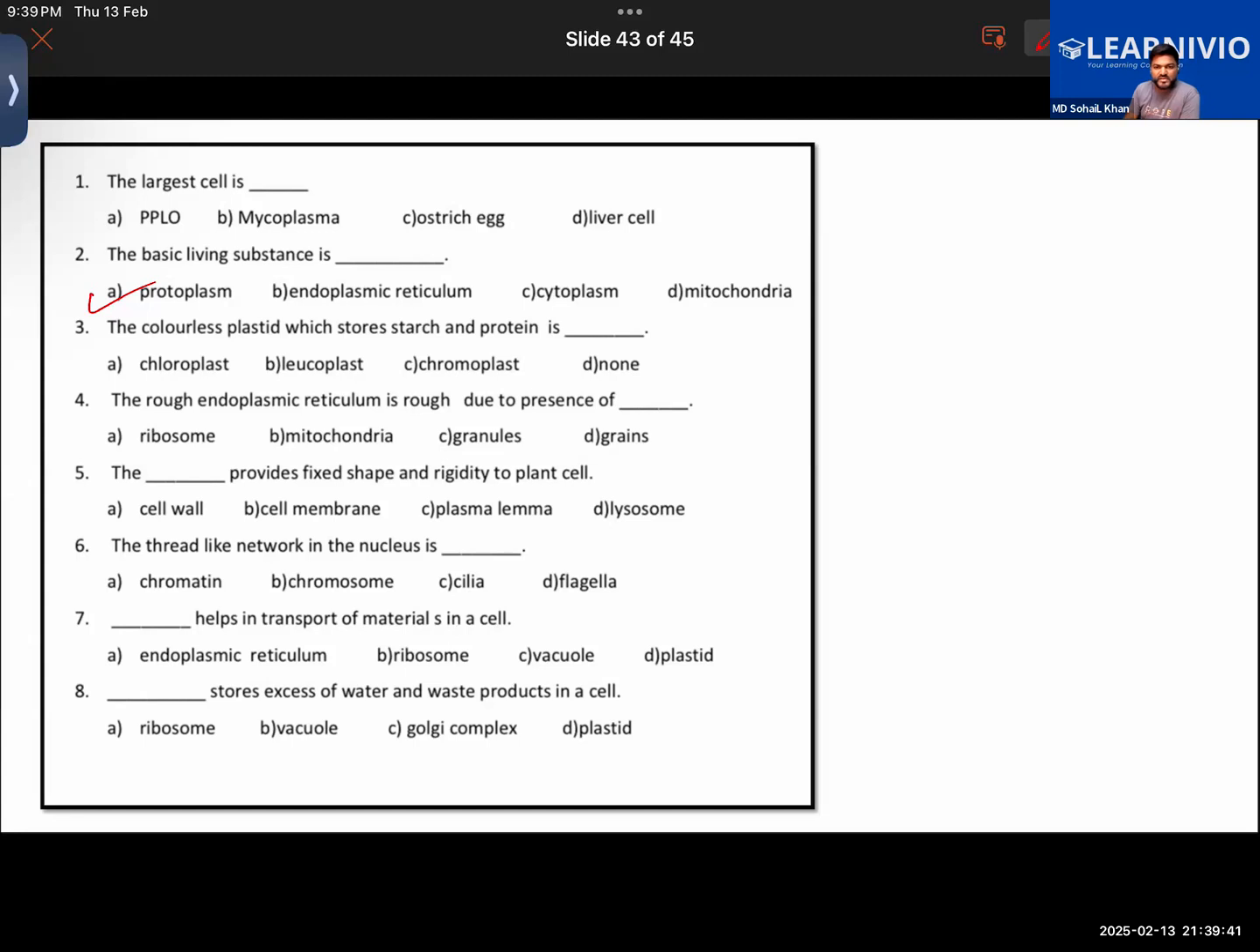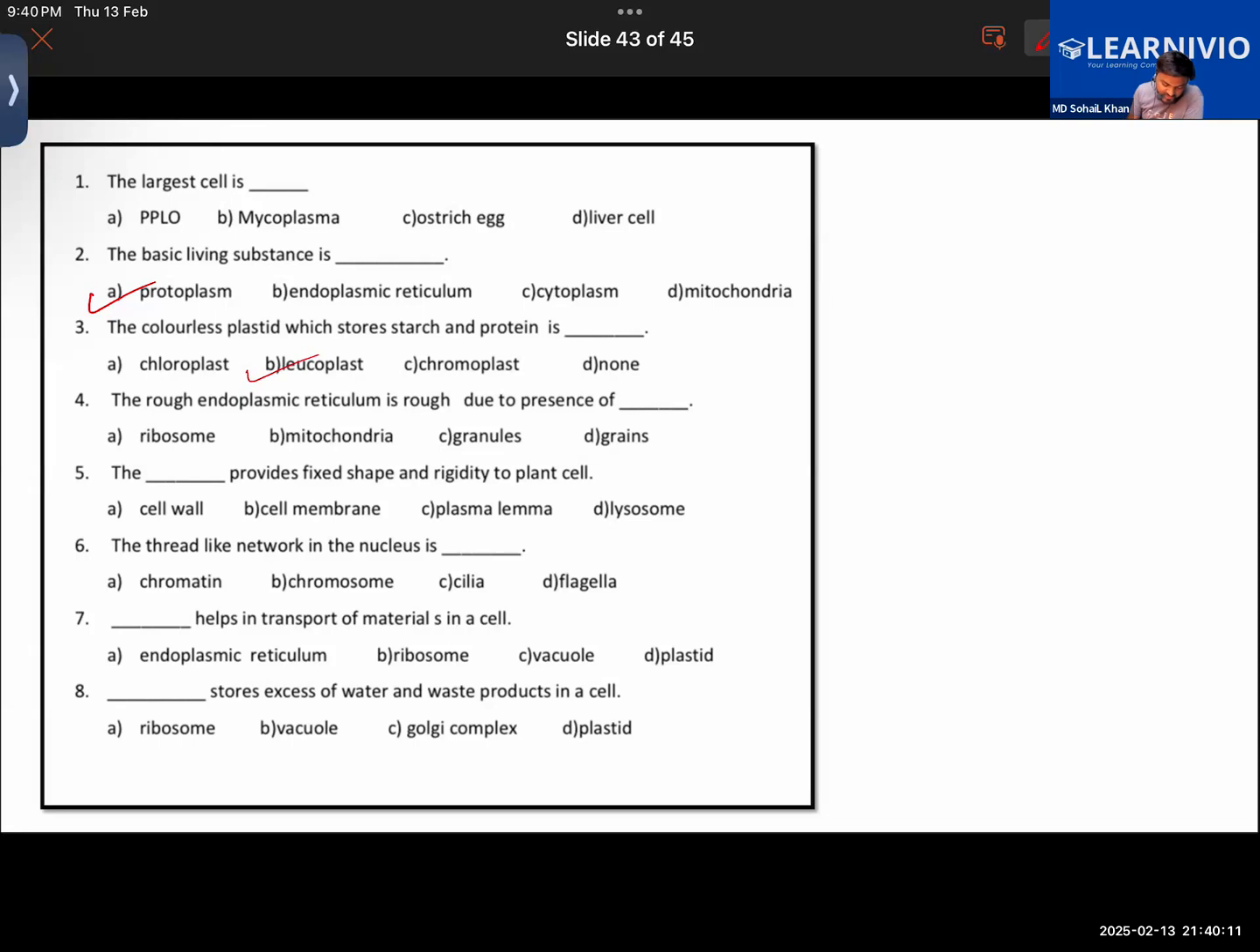Good. Other than chromoplast, also we have some other colorful plastids, right? So basically we have three different types of plastids: chromoplast, leucoplast, and chloroplast. Chromoplast would be basically the colored plastid, like it could be red, yellow, orange, etc. While leucoplasts are colorless and their function is to store the starch.